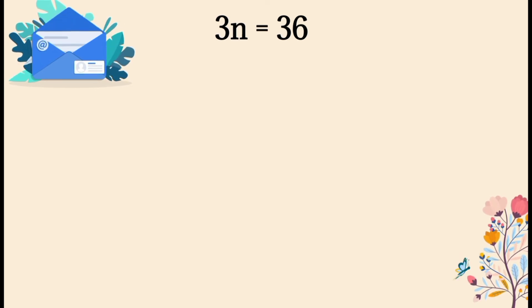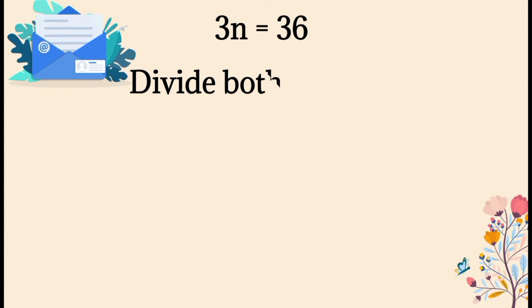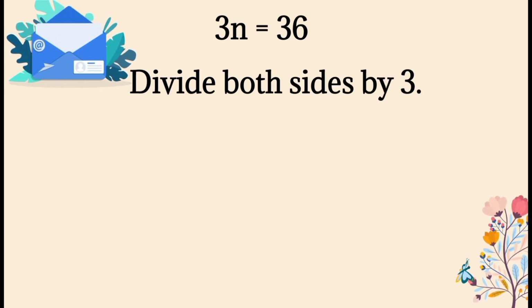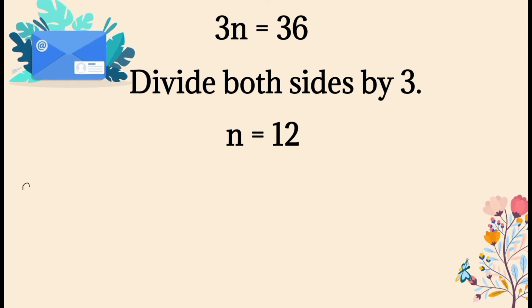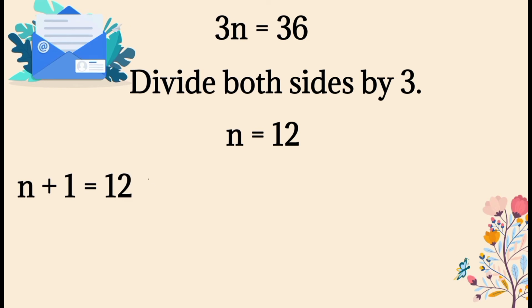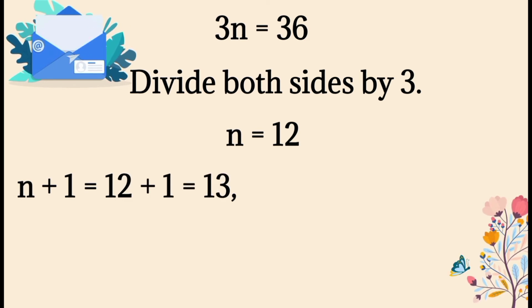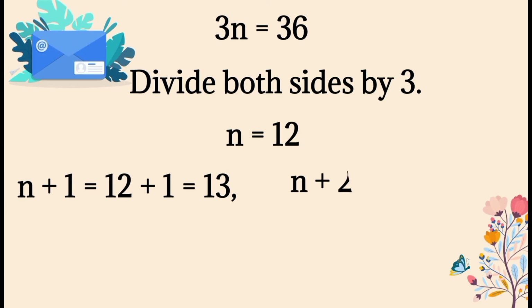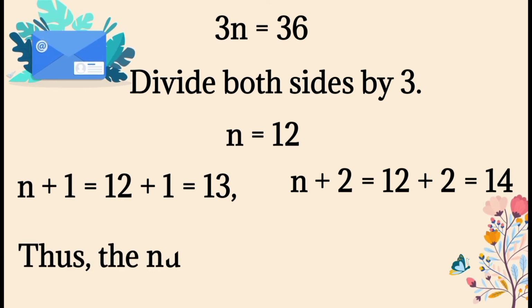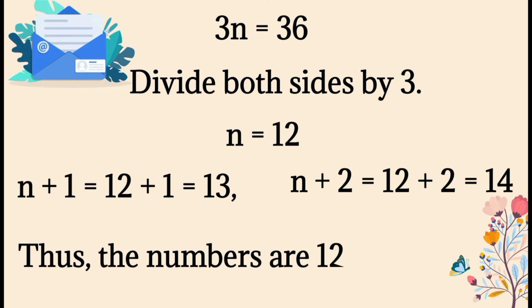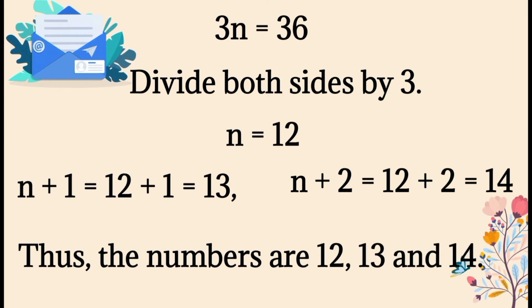So the next step will be to divide both sides by 3. And when we divide both sides by 3, we have 3n divided by 3 will give us n. 36 divided by 3 will give us 12. So n is 12, meaning that the first number is 12. So we need to obtain the other numbers. The second number, which is n plus 1, will be 12 plus 1, and that gives us 13. And the third number, which is n plus 2, will be 12 plus 2, that gives us 14. It therefore means that the 3 consecutive numbers are 12, 13, and 14.